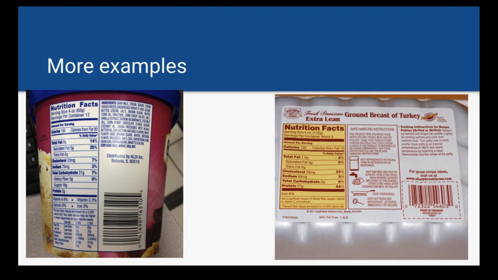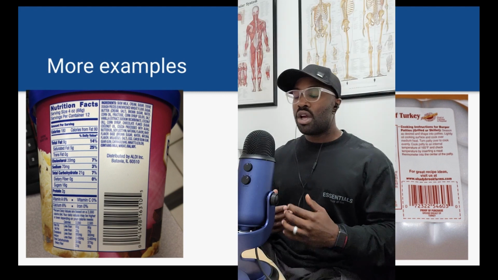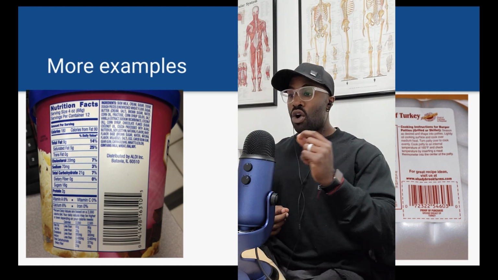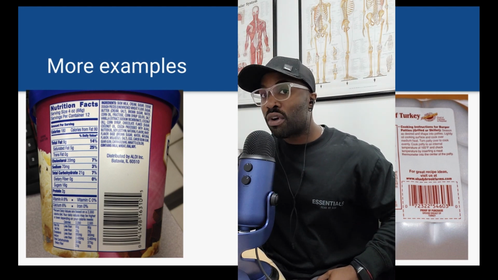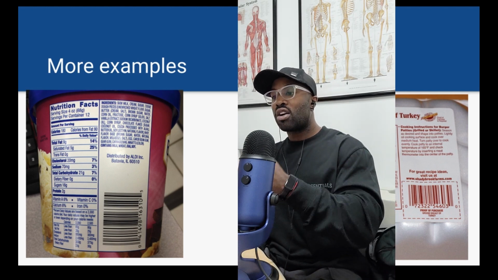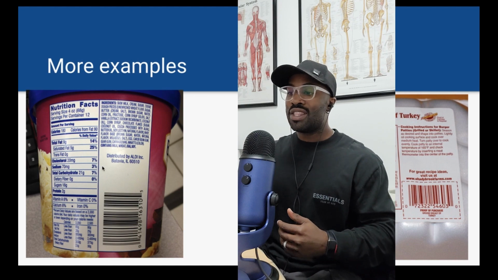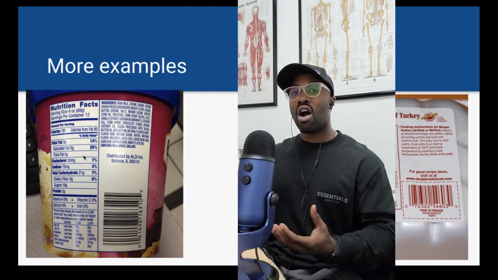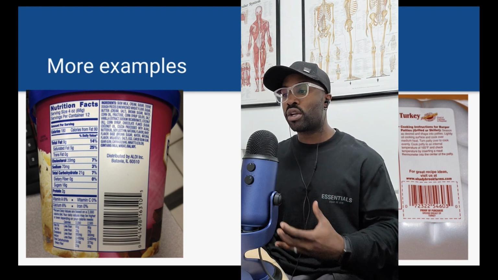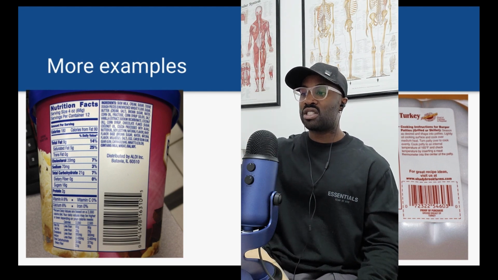Here I have some extra lean ground turkey. Then I also have some ice cream. The ice cream on the left is 180 calories, and I like how it actually says calories from fat here as well. They're telling you how many calories are coming from fat, and you can see there's 9 grams of fat. So there's roughly 80 calories, or to be precise, 81 calories coming from fat, and they've actually stated it right there.